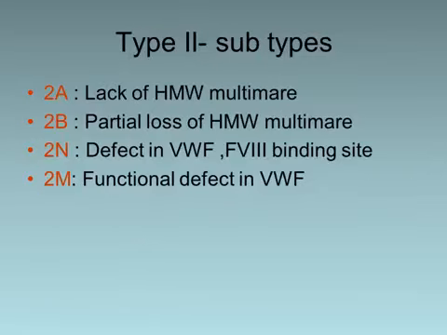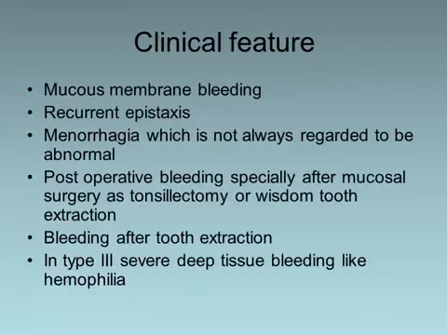Type 2 can be classified into 4 subgroups. 2A, lack of high molecular weight multimer. 2B, partial loss of high molecular weight multimer. 2N, defect in the von Willebrand factor 8 binding site. And 2M, functional defect in von Willebrand factor.